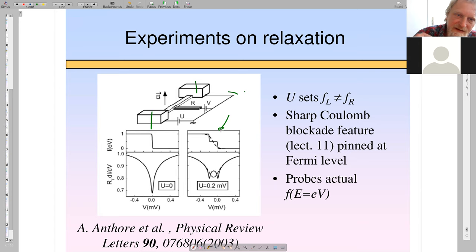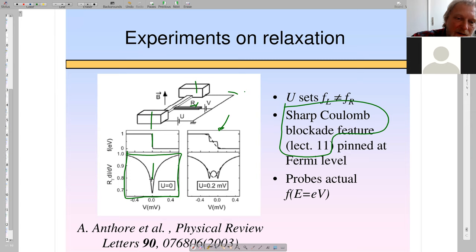But the probability of tunneling doesn't depend on energy, so you don't see this feature. They use a dynamical Coulomb blockade feature, like we described in lecture 11, which is pinned at the Fermi level, right? So what does it mean? If you have a single step in the distribution function and measure the differential resistance of the structure, perhaps you can recall something of lecture 11, there is a change of conductance or resistance at low voltages.